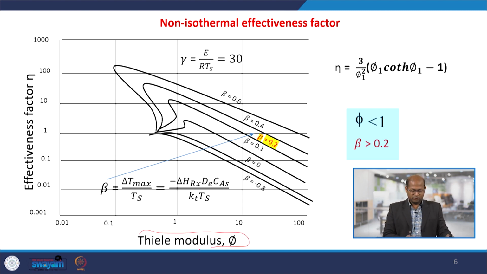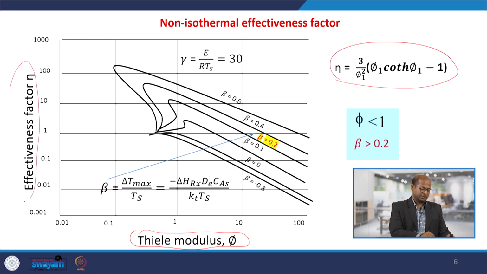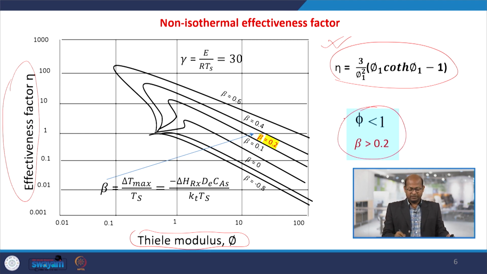If we plot the Thiele modulus and effectiveness factor, the correlations we developed in our previous class, under these conditions, phi is on the x axis, that is the Thiele modulus. If this value is less than this, within these regions, and beta is greater than 0.2. So, beta equals minus 0, 0.1, 0.2, 0.4 and 0.6 at different beta values.